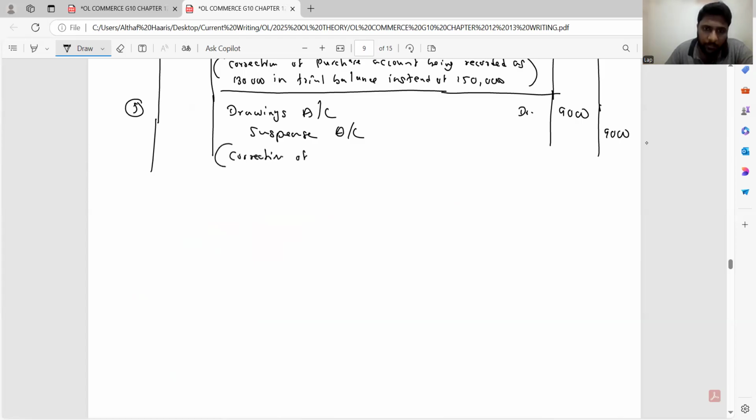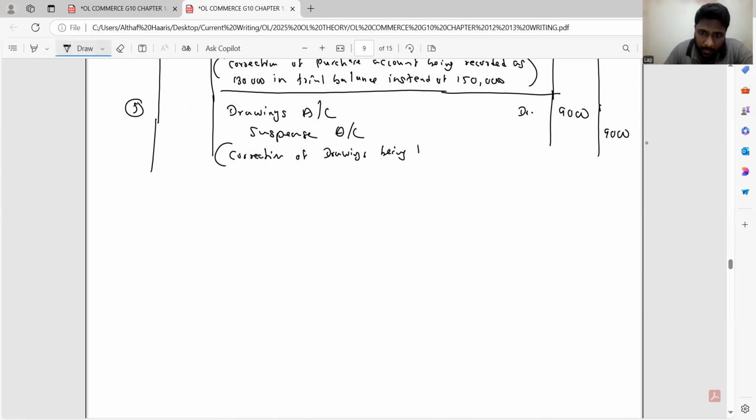Correction of drawings being totaled as 34,000 instead of 43,000.